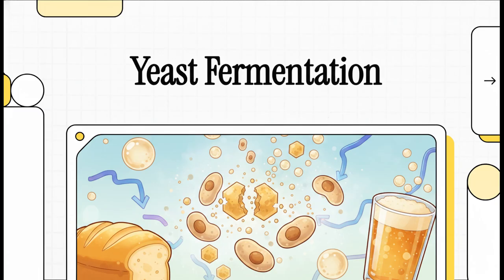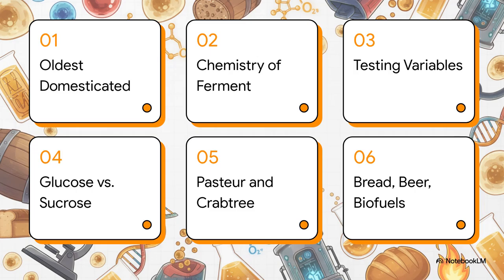We'll explore how this beautifully simple biochemical process, where yeast converts sugar into ethanol and carbon dioxide under completely anaerobic conditions, has fundamentally shaped human history and continues to drive massive global industries today. Here's the roadmap for our explainer today. We're going to start with humanity's oldest domesticated organism, then break down the actual chemistry of fermentation. After that, we'll test some fermentation variables, dive into a fascinating glucose versus sucrose debate, look at oxygen's role with the Pasteur and Crabtree effects, and wrap up with bread, beer, and biofuels. Let's get right into it.